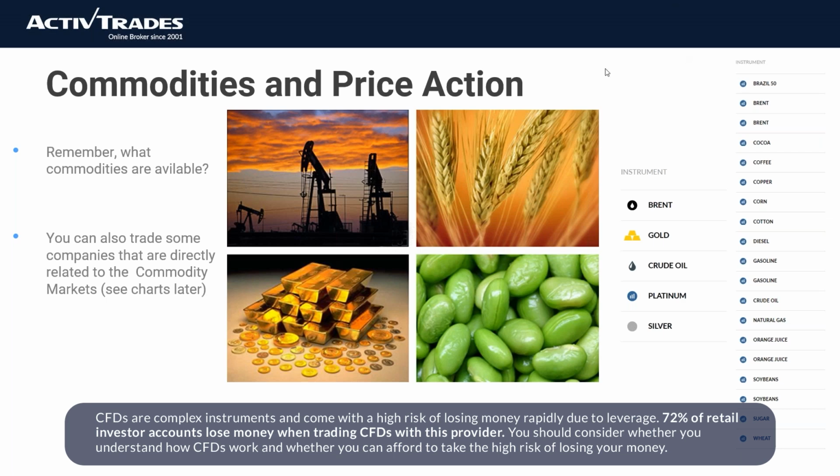So remember, there is a huge range of commodities available to trade on the ActivTrades platforms for ActivTrades clients. Also, you can trade some of the companies that are directly related, but you can see there is a broad spread of commodities, both hard commodities and soft commodities, that you can engage with and trade here with ActivTrades. But what we're looking to do is to focus primarily on gold.